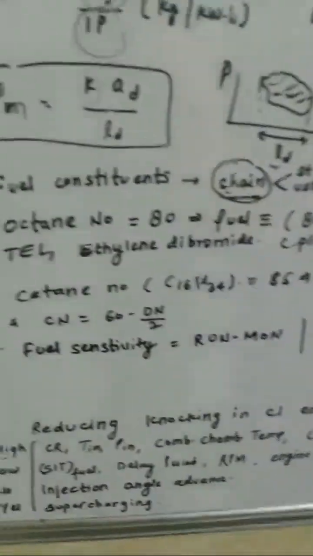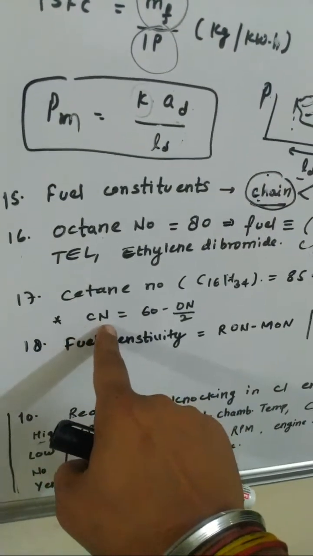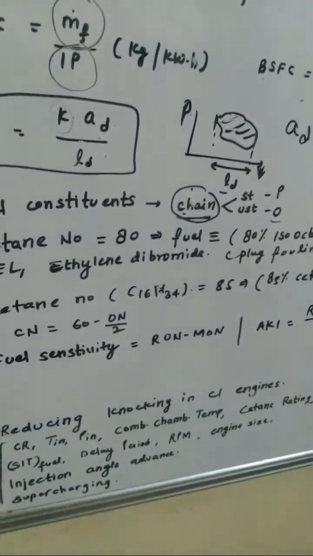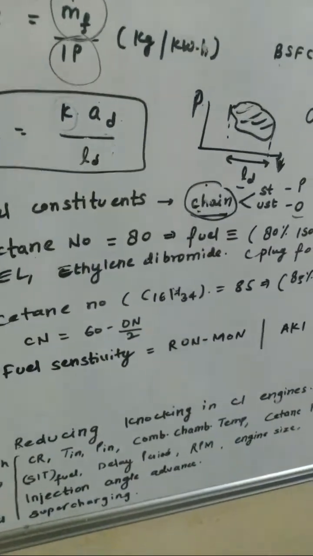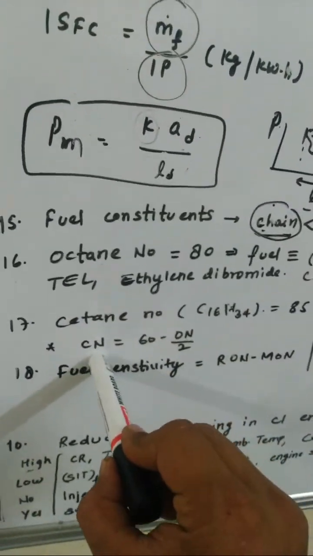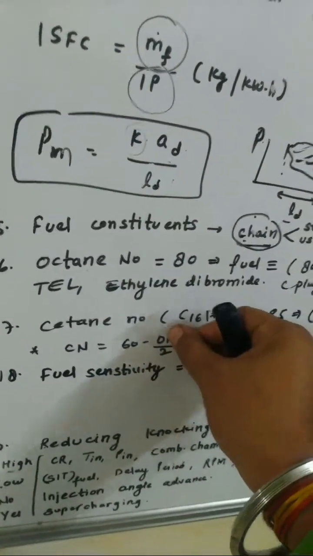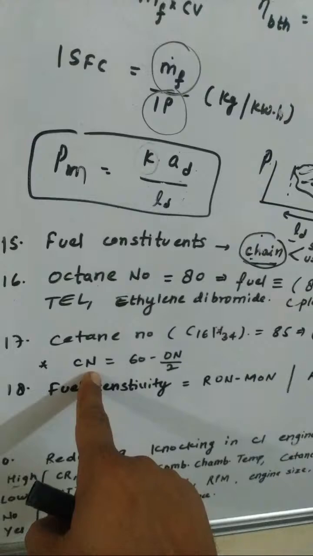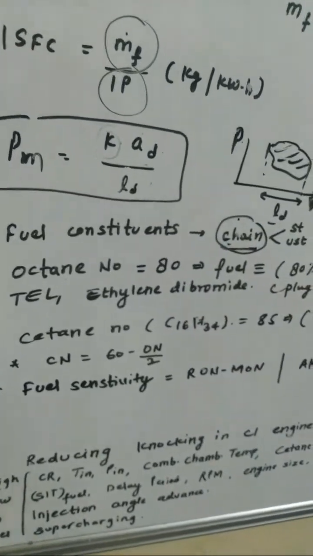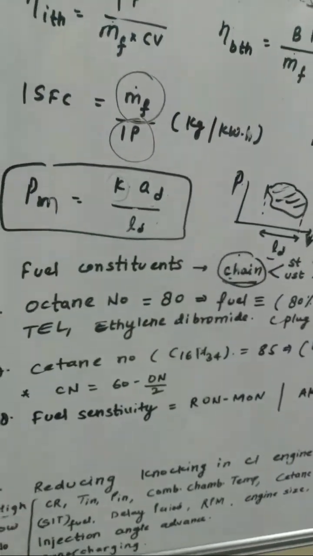There is also one formula which gives the relation between cetane number and octane number. The cetane number is 60 minus half of the octane number. This is sometimes used, and with the help of this formula you can clearly see that if the octane number is high, the cetane number will be low. So if we use a fuel of high octane number, its cetane number will be less.